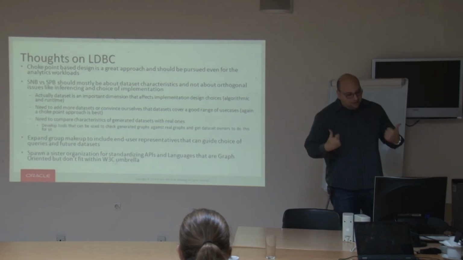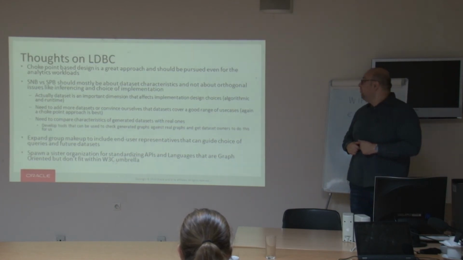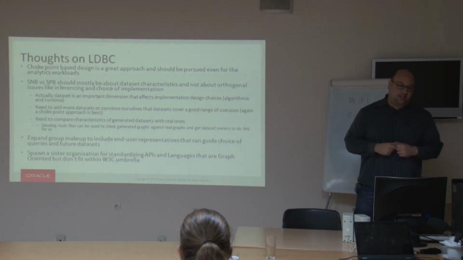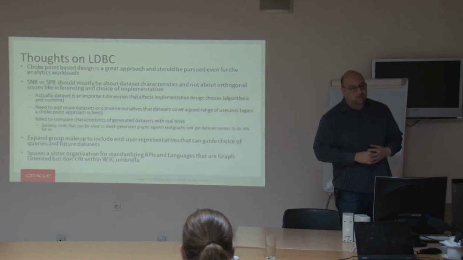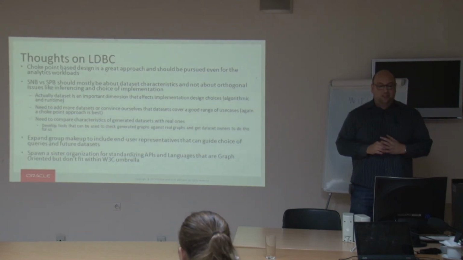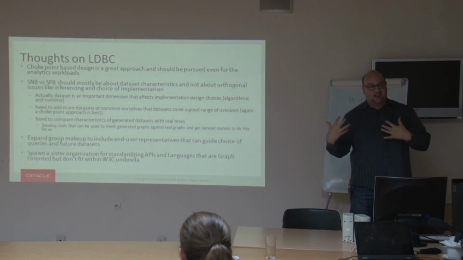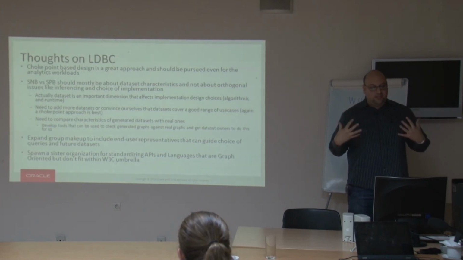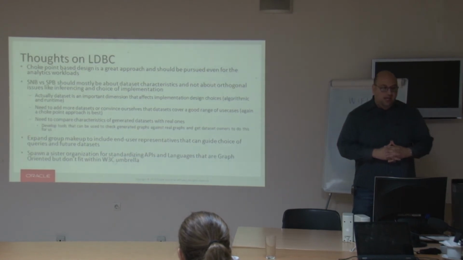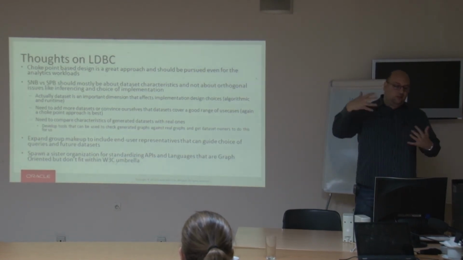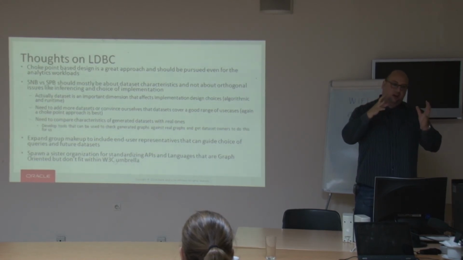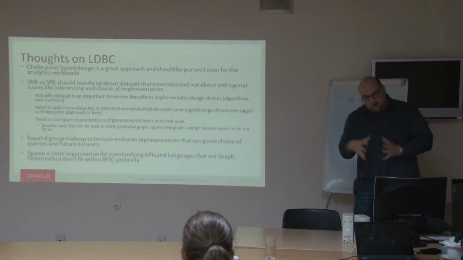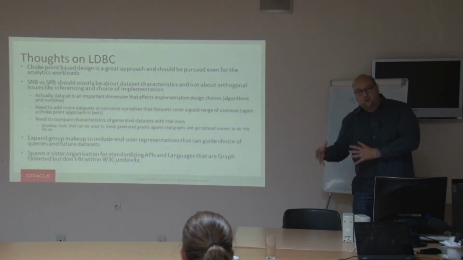And actually, the dataset is an important dimension that affects the implementation design choices, both algorithmic, which algorithms we're going to use, but also runtime. So I believe we need to add more datasets and convince ourselves that the datasets cover a good range of use cases. Again, a choke point-based approach to dataset selection. And I really like the what-div idea: we need to compare the characteristics of these datasets. Do they look like semantic networks versus social networks versus web graphs?